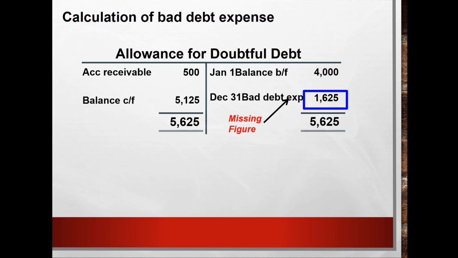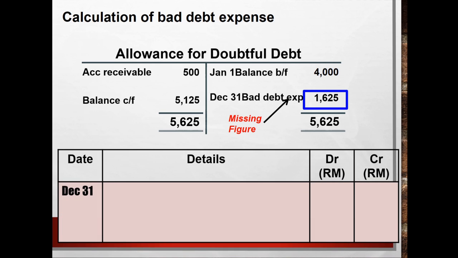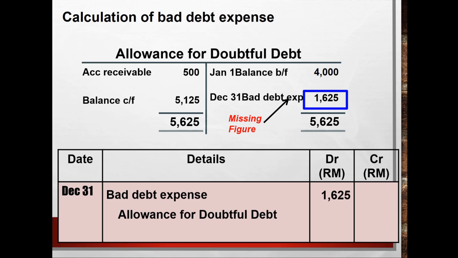Then when you balance the account, the debit side 5,625 and the credit side 5,625, and you get the missing figure. This is what we call bad debt expenses. After you calculate bad debt expenses, you must record them in the adjusting journal entry. Debit bad debt expenses 1,625 and credit allowance for doubtful debts 1,625.